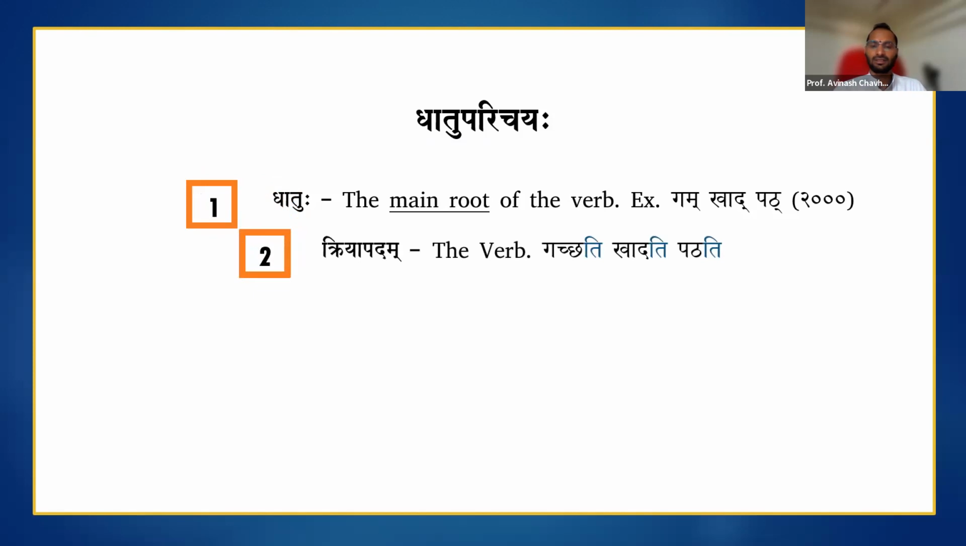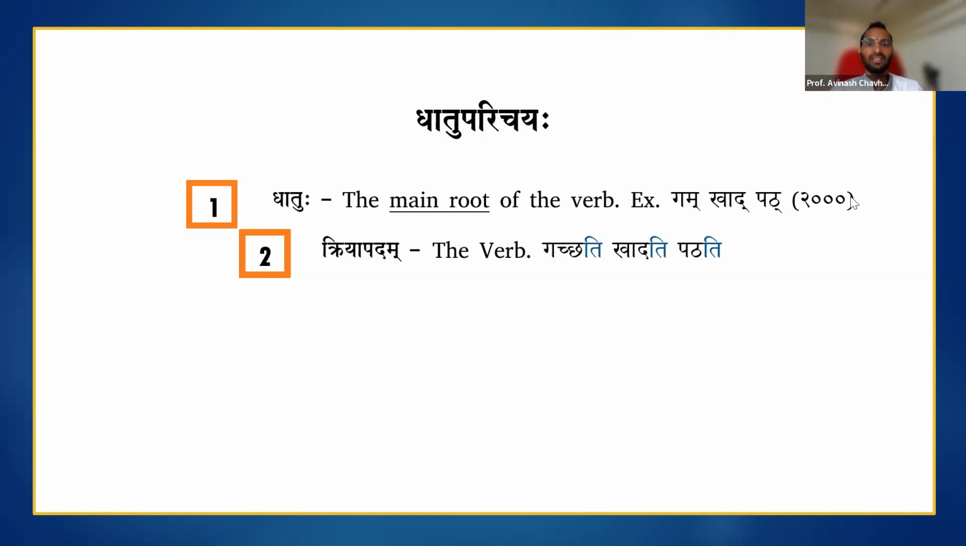With these roots, we make kriya padas. Kriya pada means what? The verb. For example, we saw a root gam. Based on the gam root, we make gacchati. In a similar manner, khad is a root and khadati is the kriya pada. Similarly, piba is the root, it becomes pibati; patha becomes pathati, right?